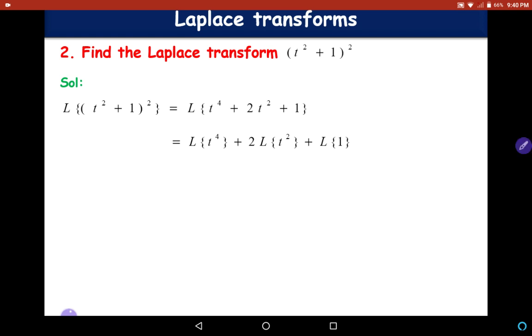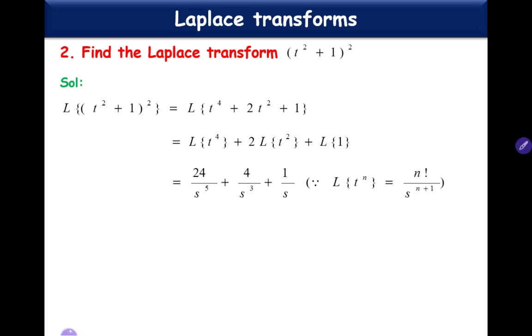So after substitution of the formula, we get 4 factorial by s power 5, that is 24 by s power 5, plus 2 into L of t square is 2 factorial by s cube. So multiplying 2 and 2 we get 4 by s cube plus L of 1 is 1 by s. Now after simplification, that is taking out 1 by s power 5, we get 1 by s power 5 into s power 4 plus 4s square plus 24. This is Laplace transform of t square plus 1 whole square.